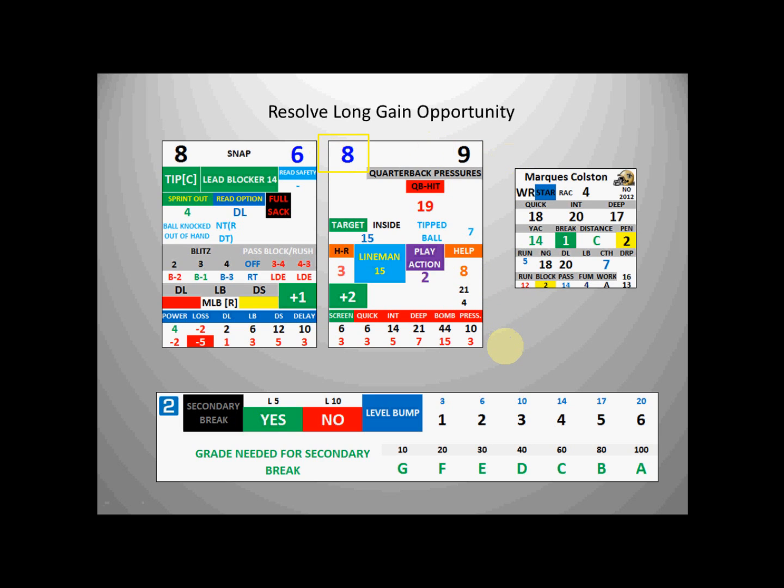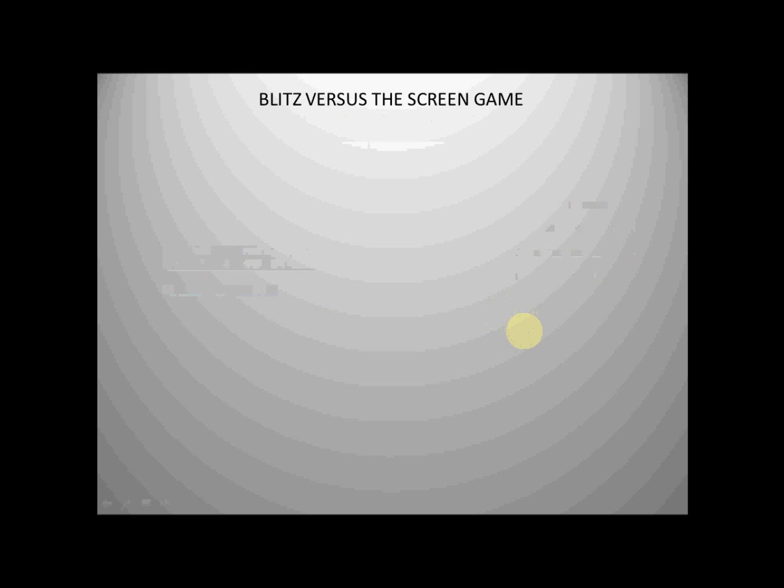So the screen pass was blocked effectively by Devery Henderson. Drew Brees hits him. Marcus Colston not only breaks through the chaos of the screen, but he breaks away, and when it's all said and done, he's got a gain of 48 yards on a bubble screen, which happens quite frequently in the NFL, and the Saints are known for their screen game.